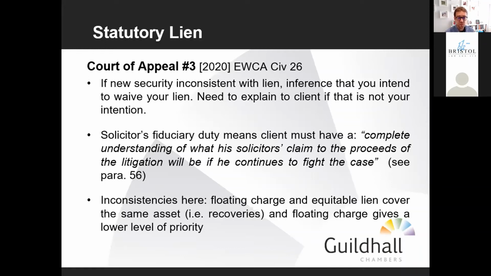So you need to spell out as expressly as possible if you are intending to preserve your equitable lien in addition to any other security over the same assets that you are seeking. And I just emphasize that same assets point, because it doesn't automatically follow that seeking additional security is going to prevent you from exercising an equitable lien. It's where you've got an overlap between the two that lets you draw an inference that because you're going for one type of security, you're likely to be giving up a different type of right.